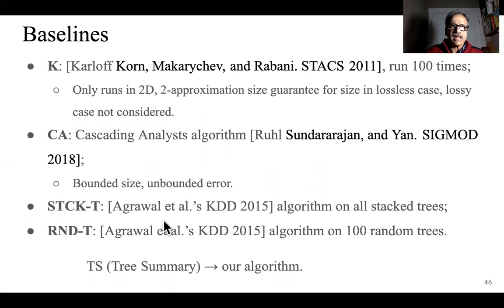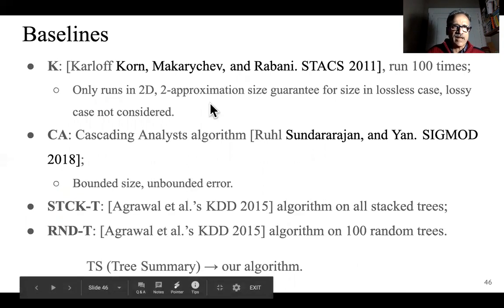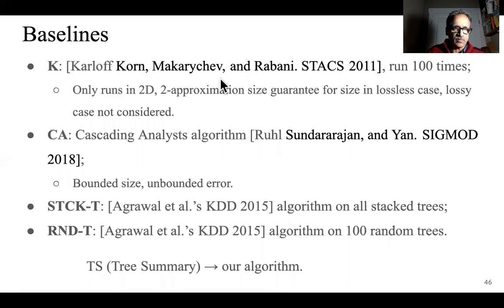Quickly about baselines, recall that the 2 key baselines are based on the 2 pieces of related work that I highlighted in the beginning. Karloff et al.'s algorithm, which I denote as K. Recall that it only runs on 2 dimensions, and it's a randomized 2 approximation algorithm. And it does not consider lossy summaries, and does not consider more than 2 dimensions either.